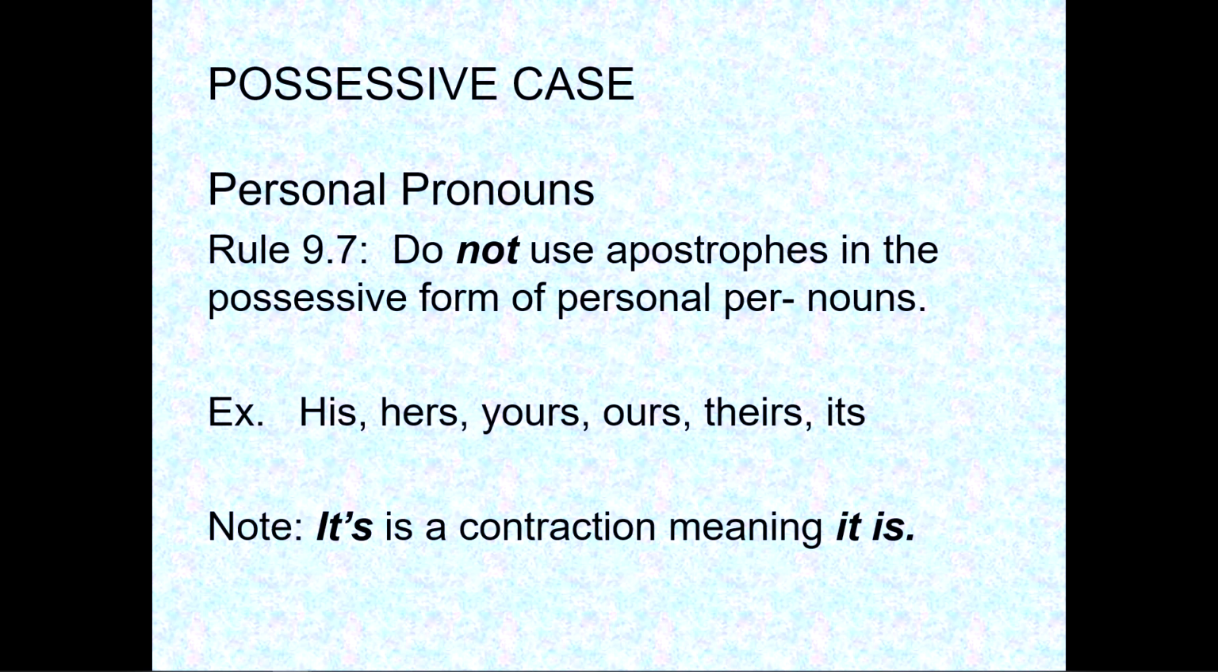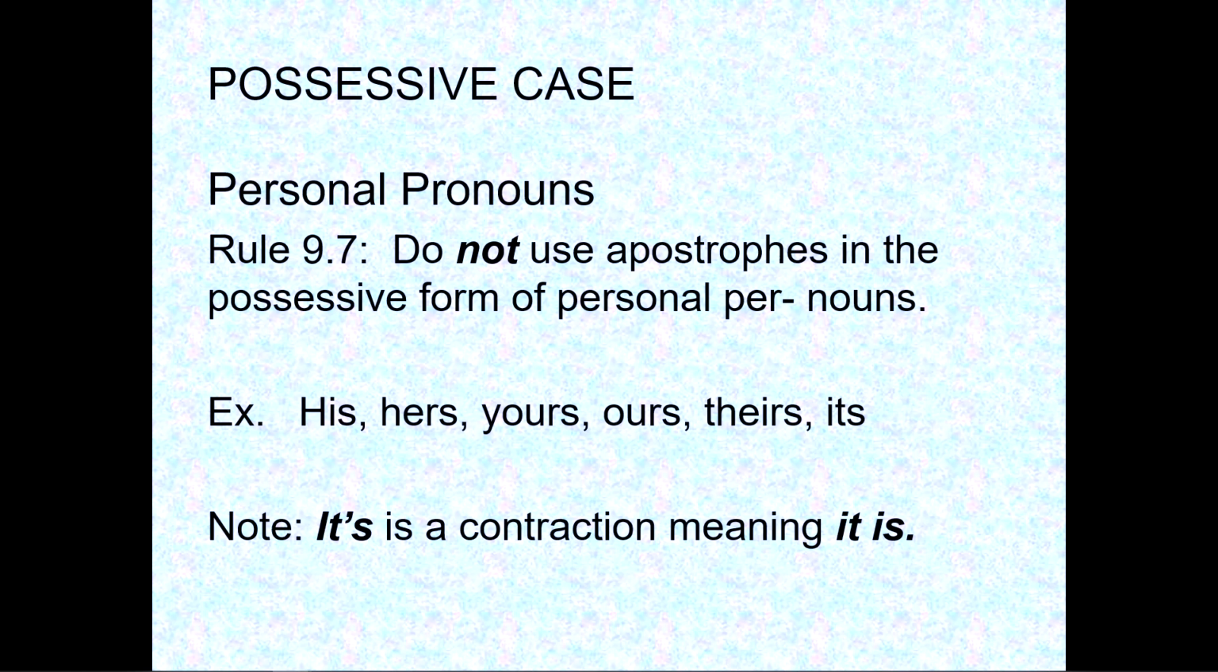9.7, personal pronouns. Do not use apostrophes in the possessive form of personal pronouns. Right? Here we go: his, hers, yours, ours, theirs, its. Its is a contraction meaning it is. Some of you have made that mistake, or some of you will make that mistake in the future. Be very attentive to that.